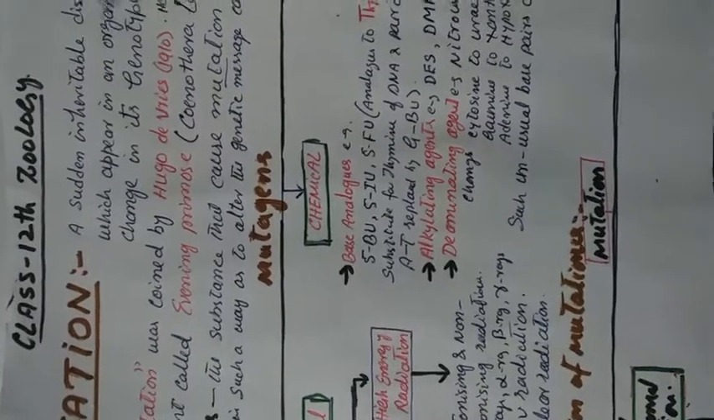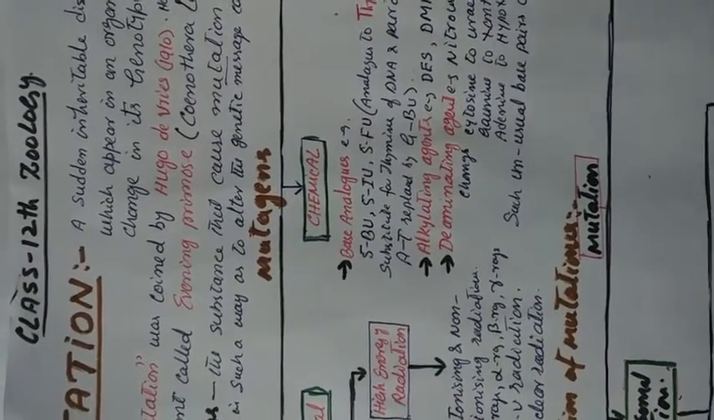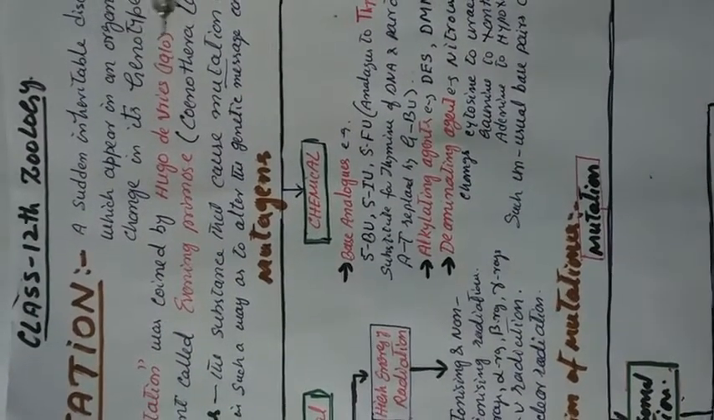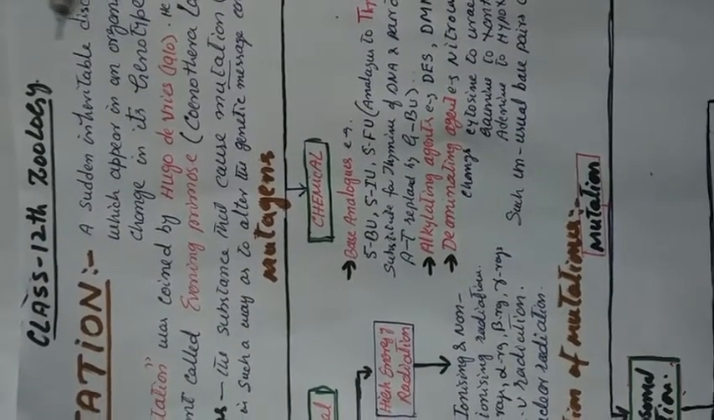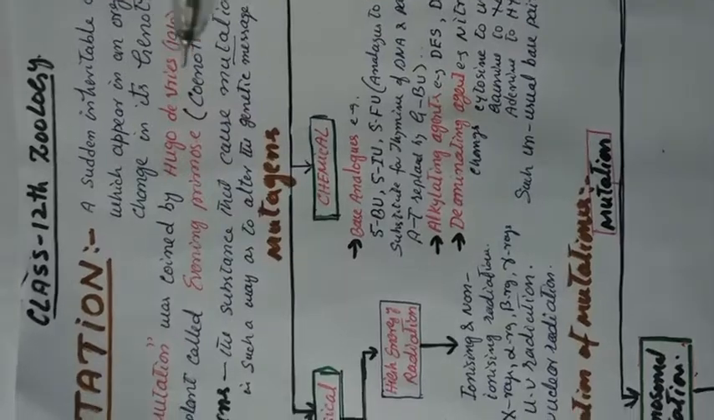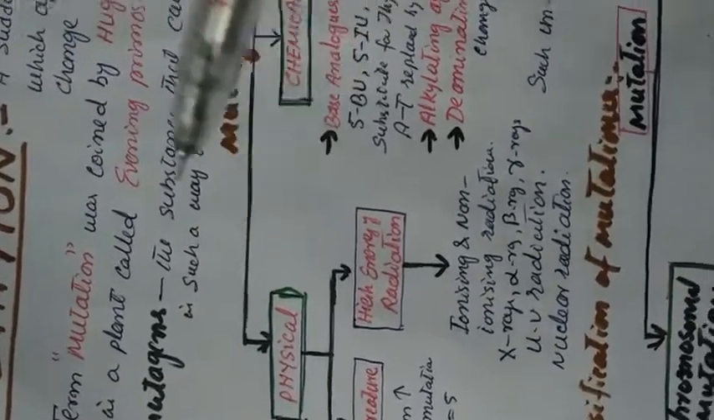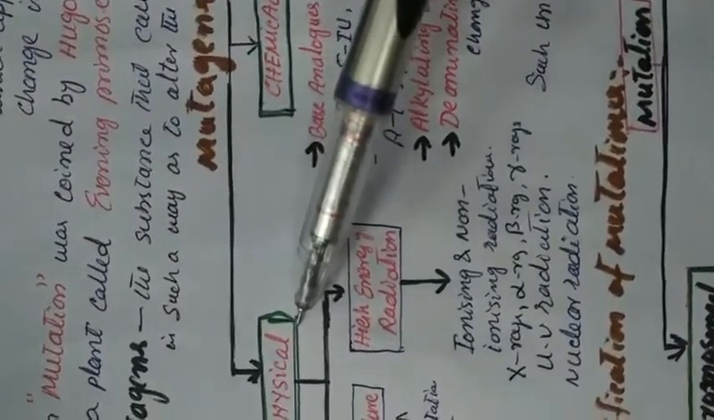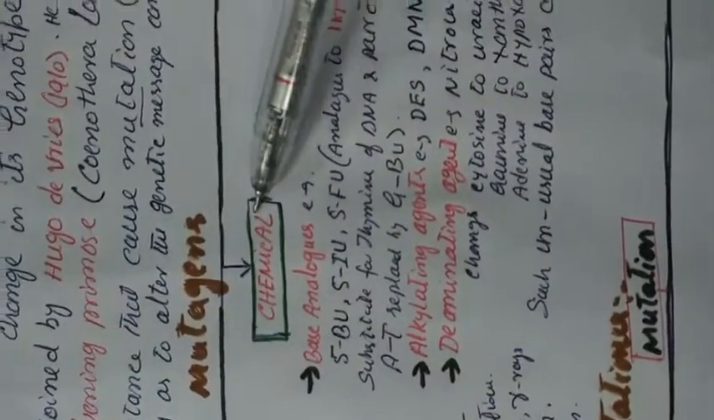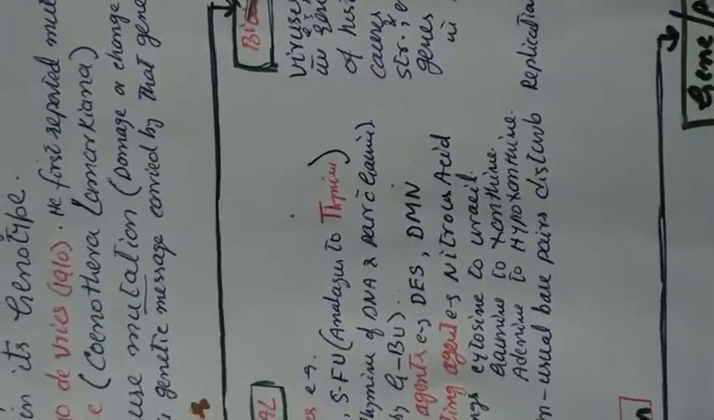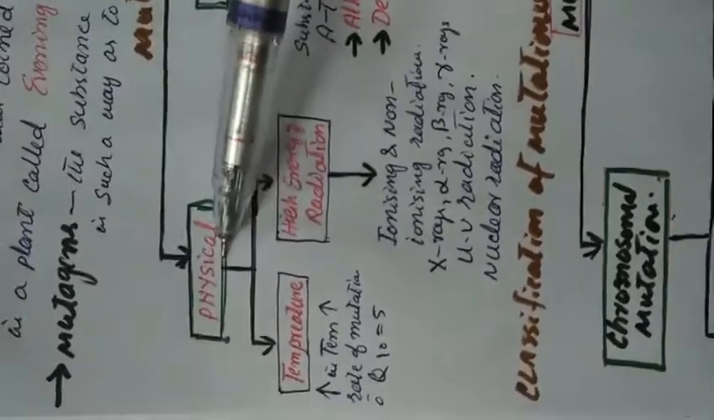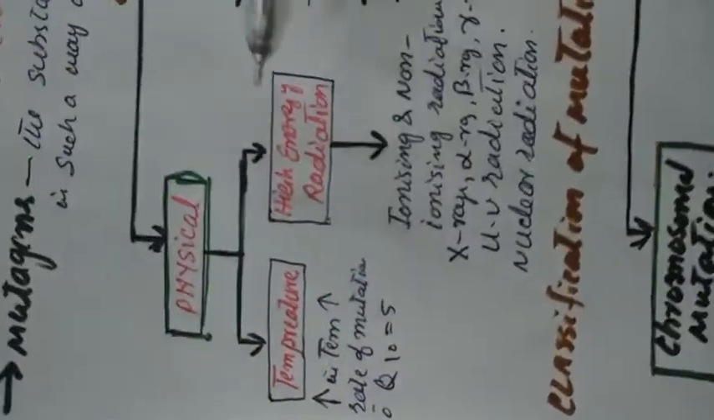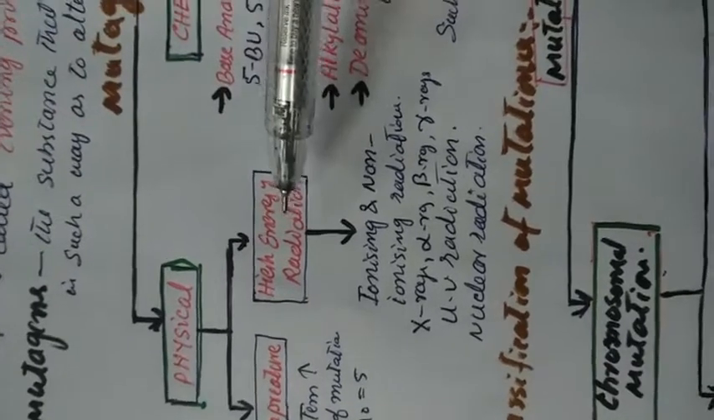Now these mutagens, that is, which cause or generate mutation, are categorized into three broad types. Number first is the physical mutagens, then chemical mutagens and biological mutagens. The physical mutagens include temperature and high energy radiations.